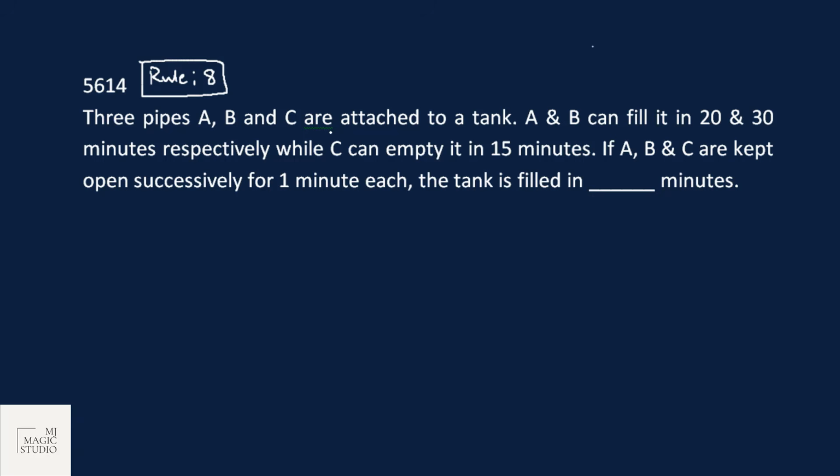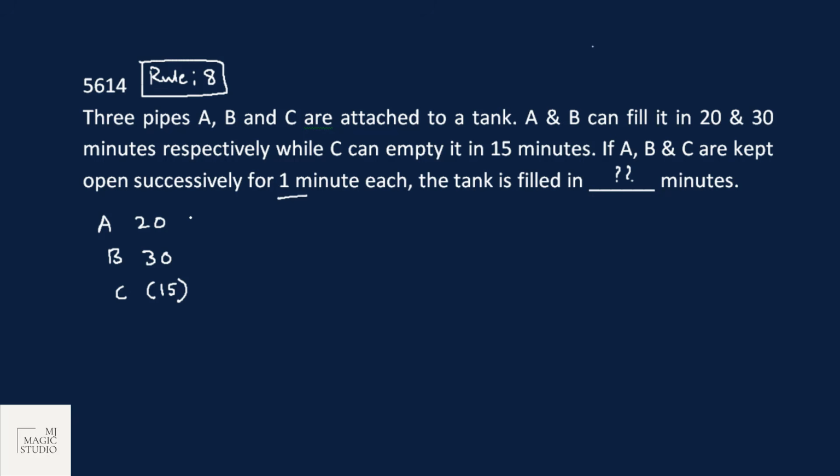3 pipes A, B and C are attached to a tank. A and B can fill it in 20 and 30 minutes. So A is inlet pipe, B is also inlet pipe, while C can empty it in 15 minutes. C is outlet pipe. If A, B, C are kept open successively for 1 minute each in tandem, obviously first A, then B and then C, the tank is filled in how many minutes?